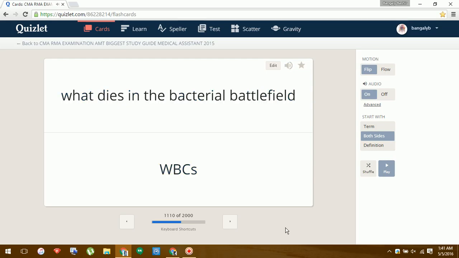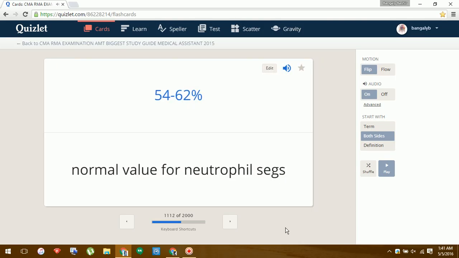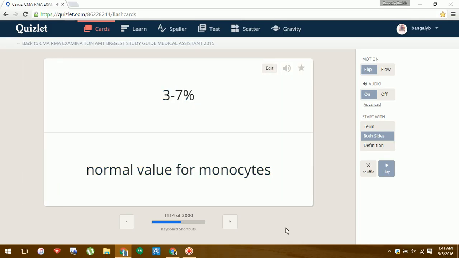WBCs. 3 to 5%. Normal value for neutrophil bands. 54 to 62%. Normal value for neutrophil segs. 25 to 33%. Normal value for lymphocytes. 3 to 7%. Normal value for monocytes. 1 to 3%. Normal value for eosinophils. 0 to 1%. Normal value for basophils.